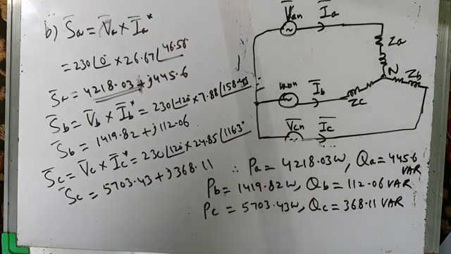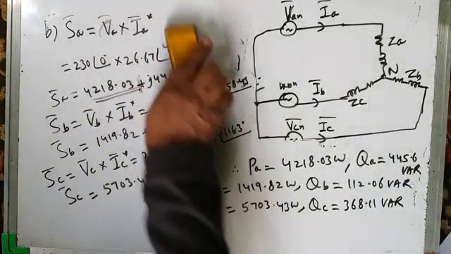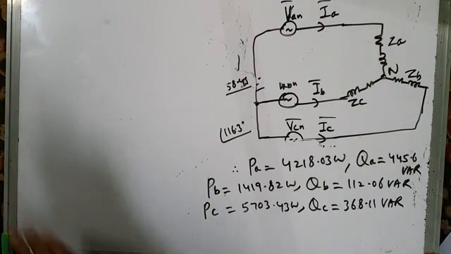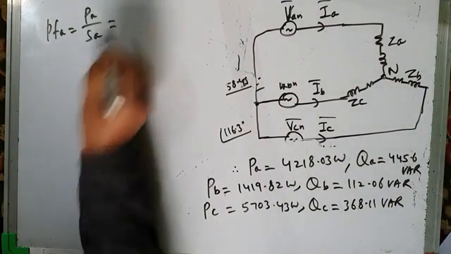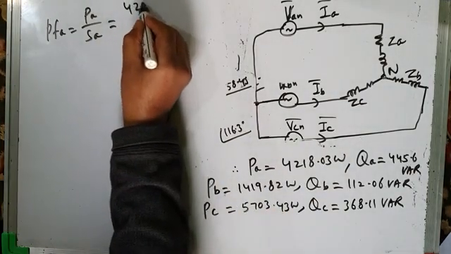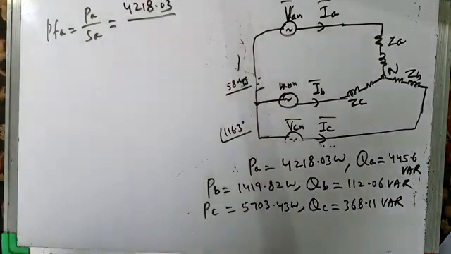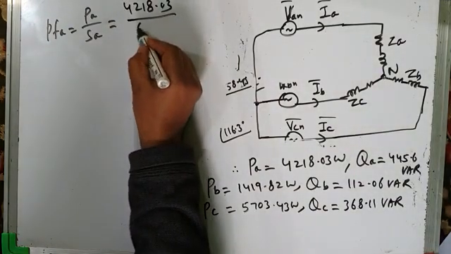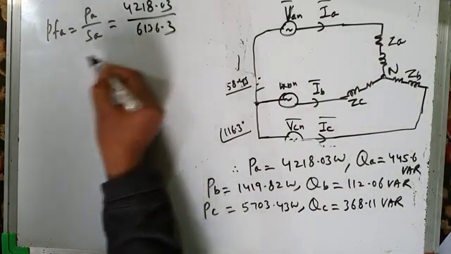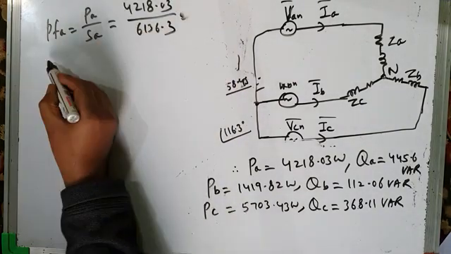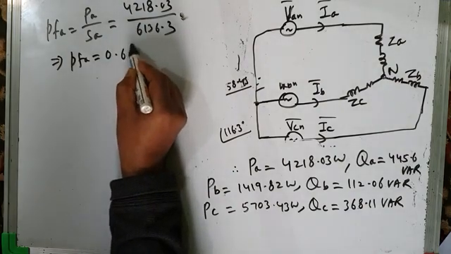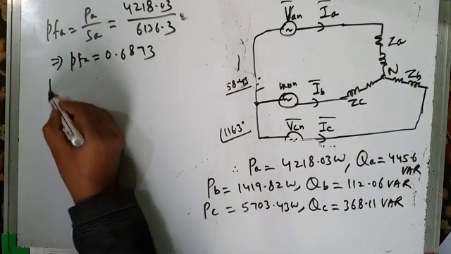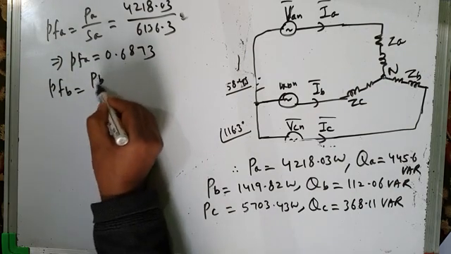इसके बाद आपको in the problem you are asked to find each phase power factor. हर phase का अपना अपना power factor निकालना है अलग अलग. So what is the power factor of phase A? That is PA by SA. PA is 4218.03 by SA. SA है आपका 6136.3. तो इससे फेज ए का पावर फैक्टर निकलेगा. फेज ए का पावर फैक्टर आता है 0.6873.